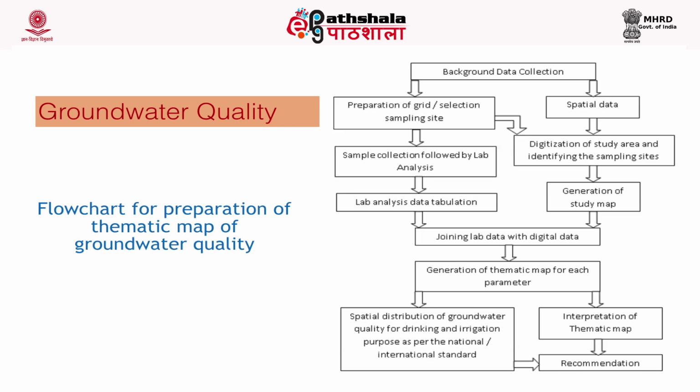Based on the thematic map, we will try to see the spatial distribution of groundwater quality for drinking and irrigation purpose based on the national and international standards. From the thematic map, the spatial distribution of groundwater quality for drinking and irrigation purpose as per the national and international standards can be recommended, and the interpretation of this thematic map will help us to know the water quality of that particular area.